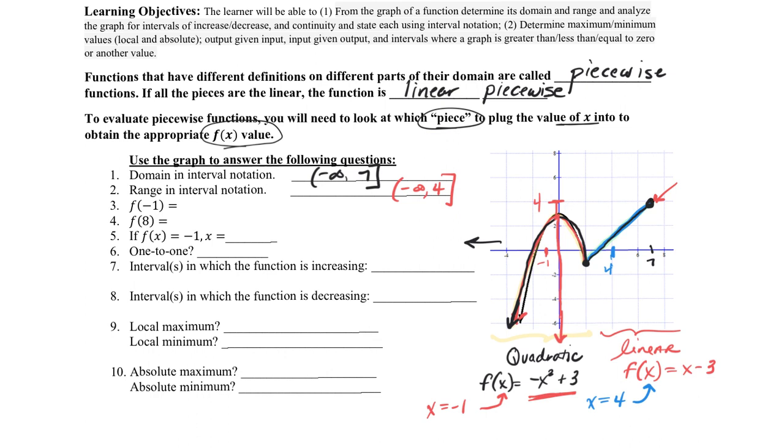Okay, now I want to do some evaluations of some points. I'll clean this up a little bit. Okay, so the first point I want to look at is f of -1.